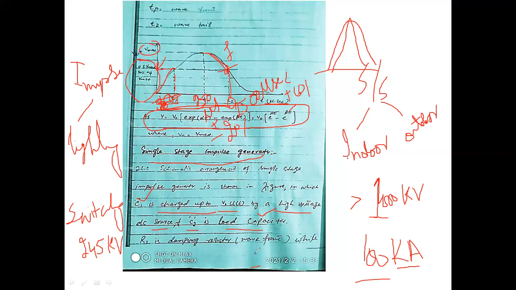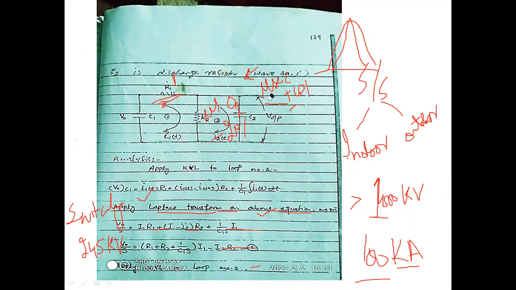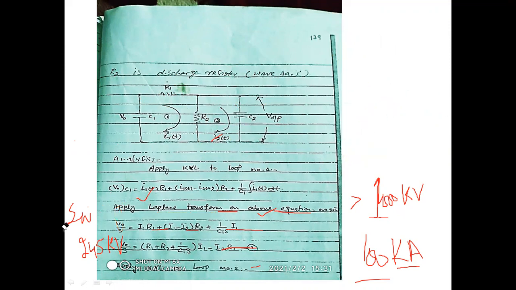Okay, R1 is the damping resistor, which represents the wave front. And R2 represents the steepness of this waveform, and R2 is called the discharge resistor. Okay, and this is the single stage voltage generator circuit for the impulse. And the output across C2 will be the equation of the impulse.